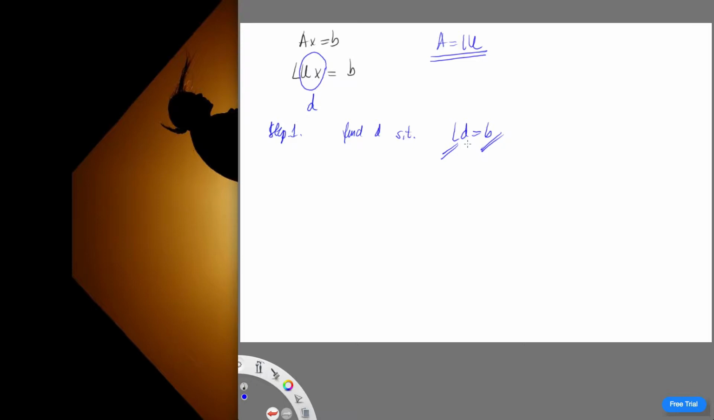So once I have that D, I use that D, and in step 2, I will find X such that UX is equal to D, where this D that I found is the same. Yes? And if UX is equal to D and LD is equal to B, well, then since A is LU, AX is equal to B. So I found the solution to my original system.